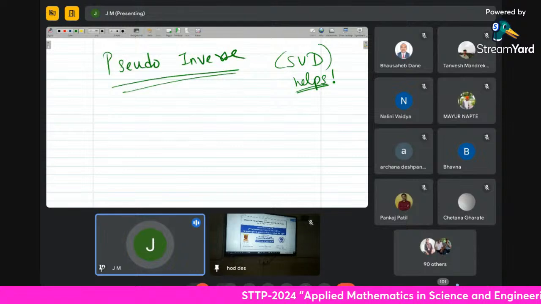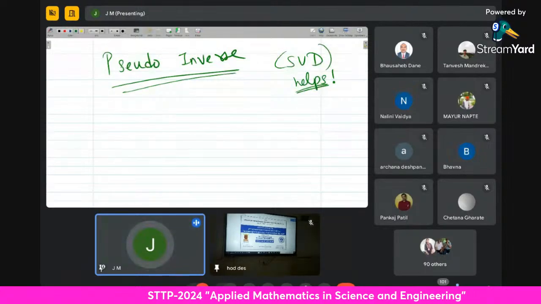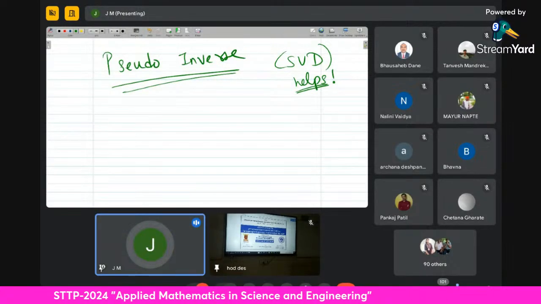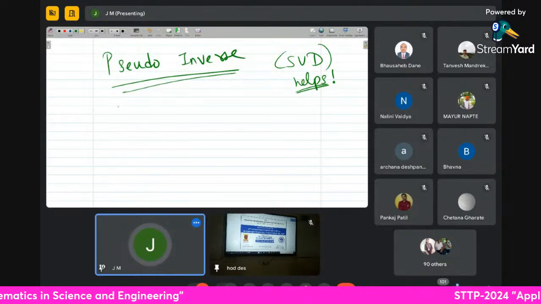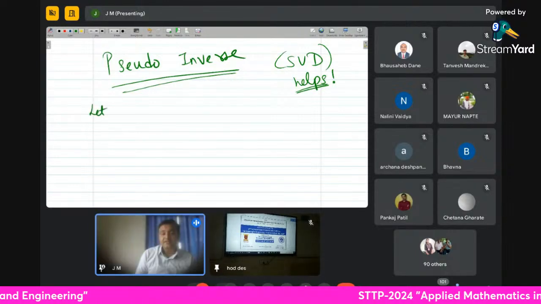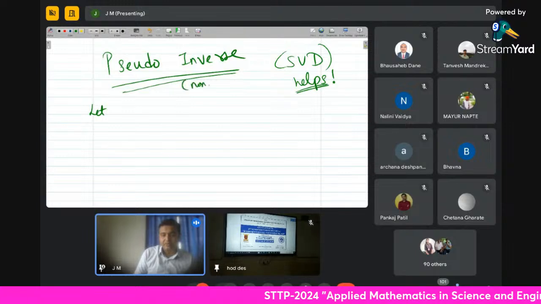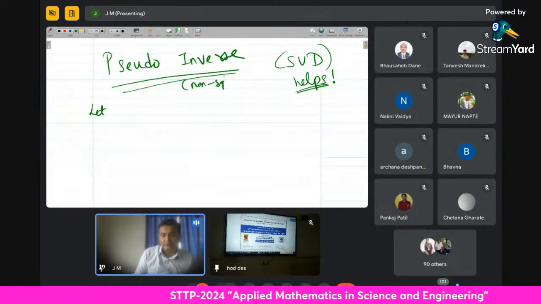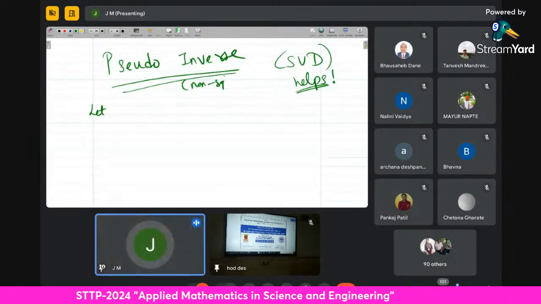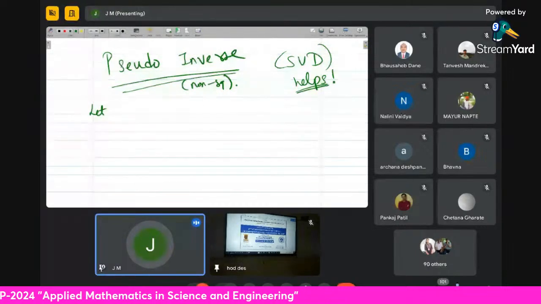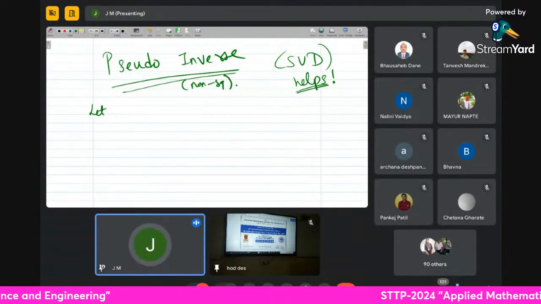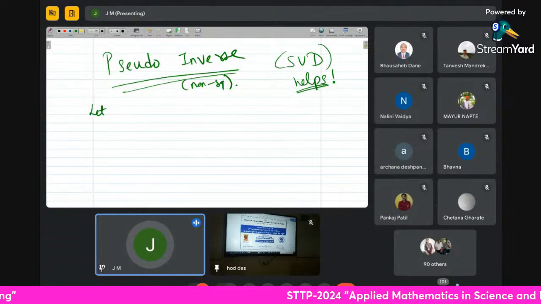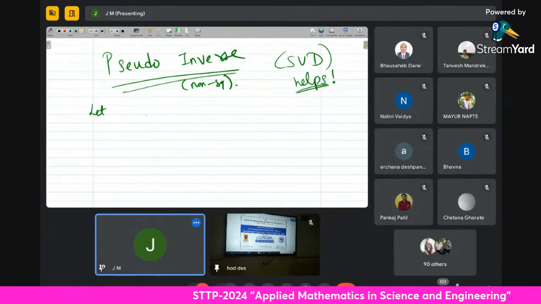What is pseudo inverse? If the matrix is not invertible, one can find not the exact inverse, but an approximate one. That's why it is named pseudo inverse. This is for non-square matrices as well, not only for square matrices. Invertibility we only study for square matrices, but when you have a non-square matrix, we do not have the concept of invertibility. That's why this pseudo inverse may be a matrix of order m by n.